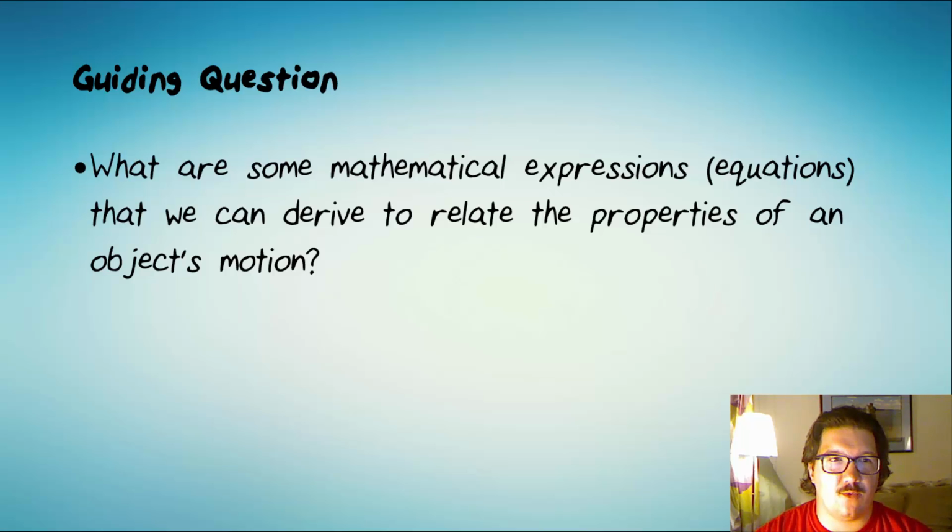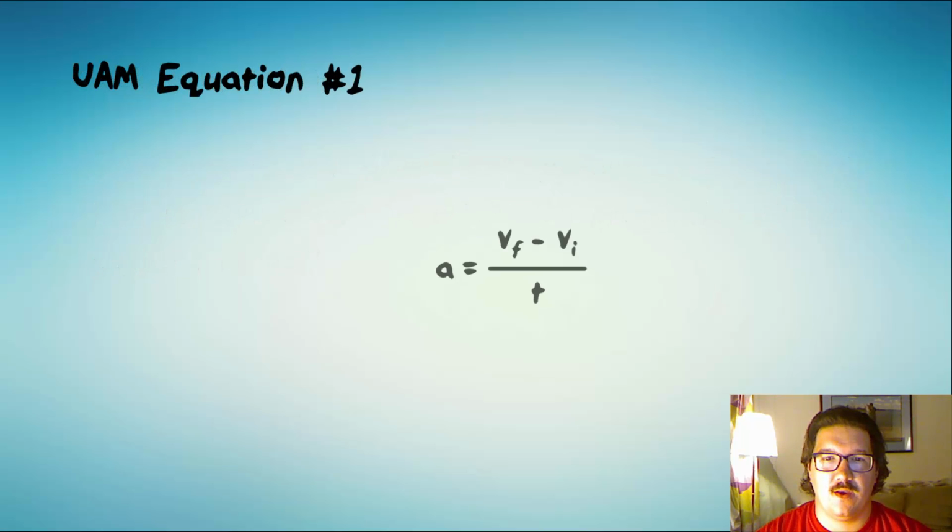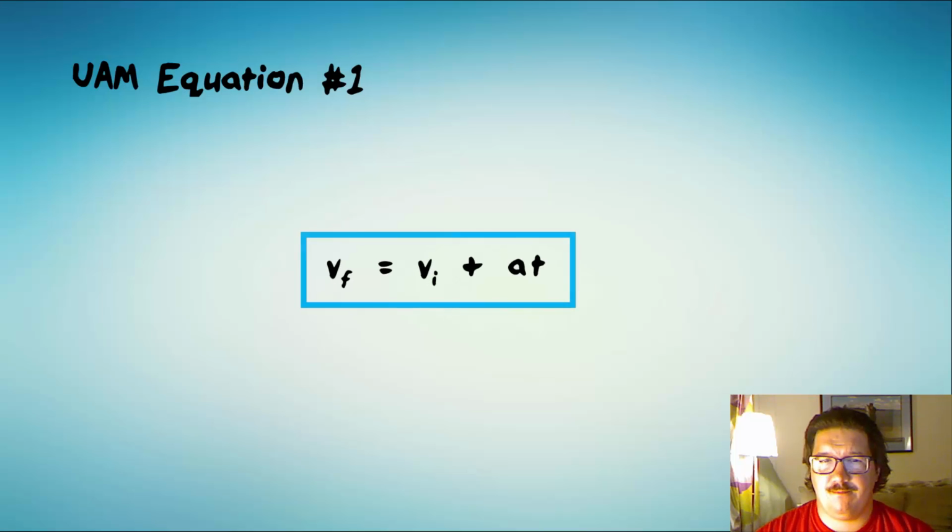Okay, so let's start with UAM equation number 1. We've seen this equation before. This is a equals delta v over t. And this one's easy. We're just going to rearrange this equation a little bit. So let's multiply both sides by t, cross multiply in other words. And then we're going to add the initial velocity to both sides. And that's it. I want to rearrange this so it looks better, but that's what we end up with. vf equals vi plus at. This is not even really a different equation than a equals delta v over t. It's just rearranged, but it's a good place to start.